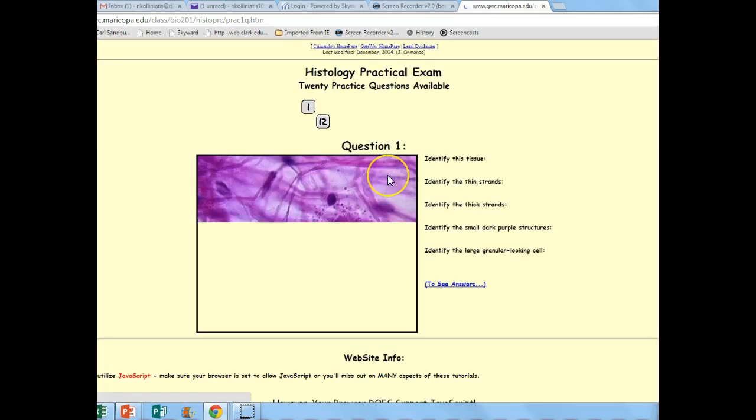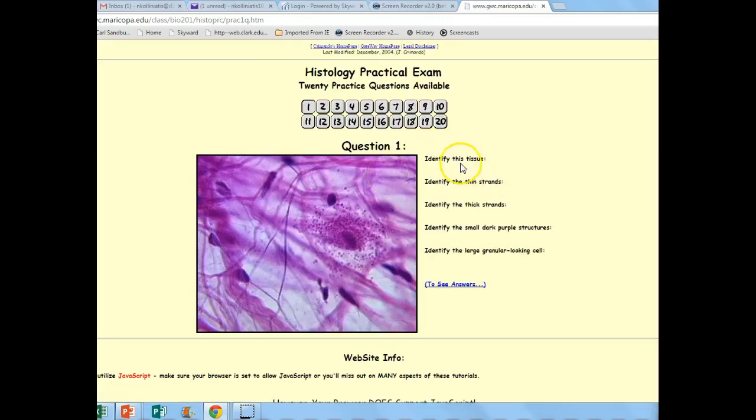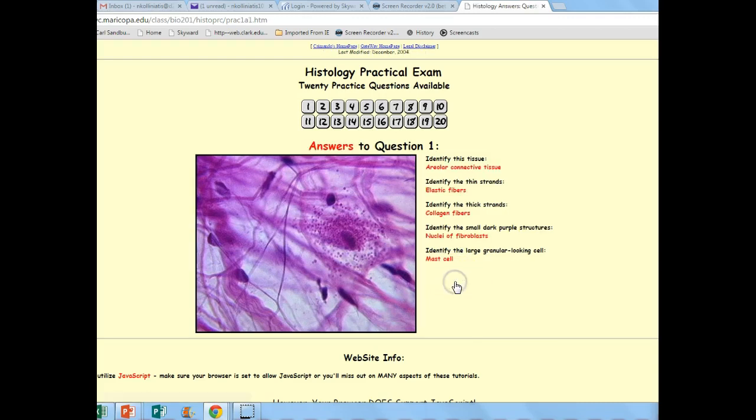If you want to review, we could go to this website. It's got a review of all the tissues, not just the epithelial. So identify the tissue, identify the thin strands, identify the thick strands. And then to see answers, you click. Okay, you go to the next one.